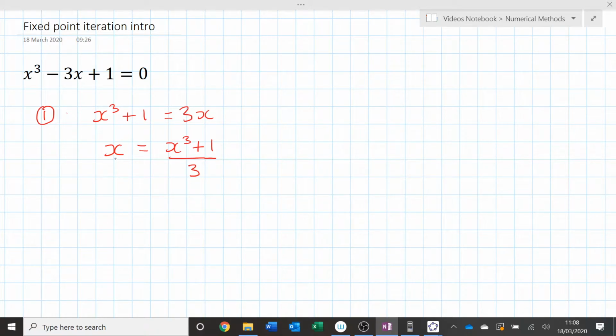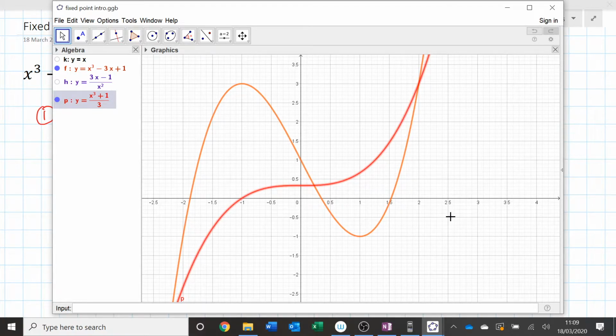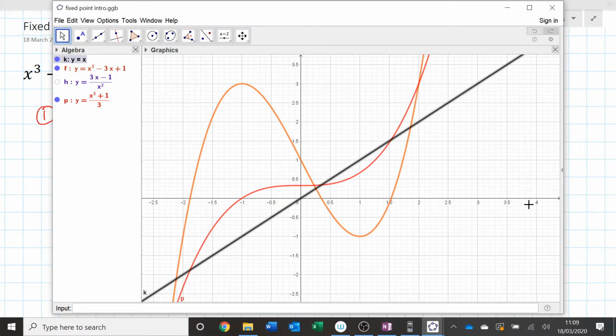So you could imagine that if I was to sketch both x and x cubed plus 1 over 3 on the same axes, we know that intersections of those two lines is also a solution to the original equation. Intersections of functions is also the same as solutions to the equation. So I'm going to show you what I mean by that. This is x cubed minus 3x plus 1. I'm going to add x cubed plus 1 over 3. And I'm going to add y equals x.